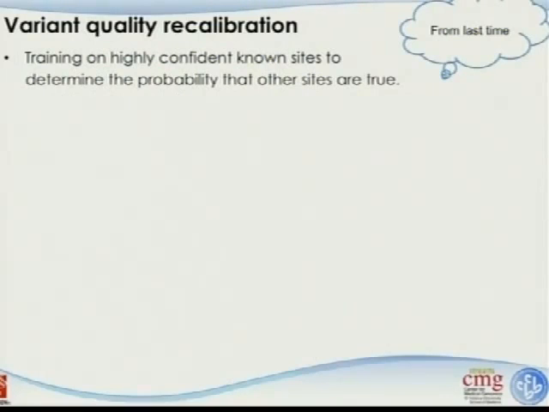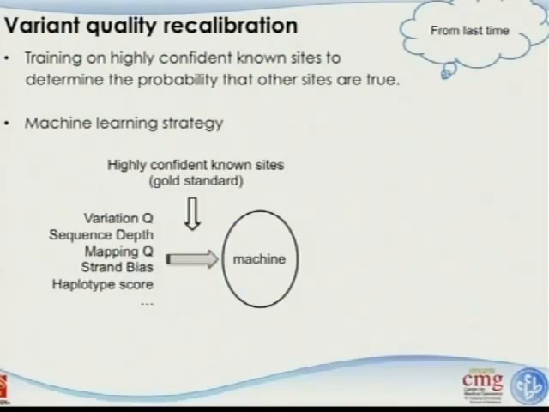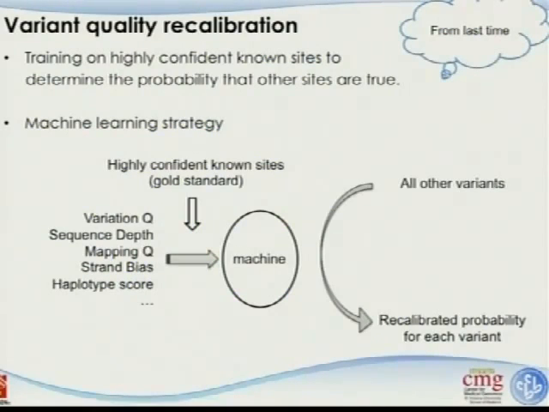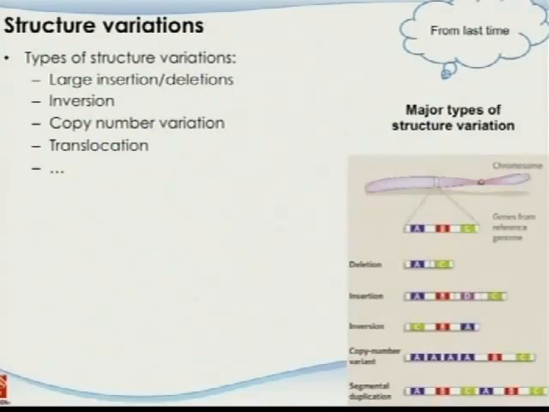The idea is training on highly confident known sets to determine the probability that other sets are true. Basically, for the variants that you are really confident are correct, especially the ones in dbSNP and 1000 Genomes, you then have so many covariates for each individual variant. Based on the gold standard you identified, you can train a machine learning type of approach. For all the other variants, based on this model, you will recalibrate the probability that each is right or wrong. This is the variant quality recalibration part.